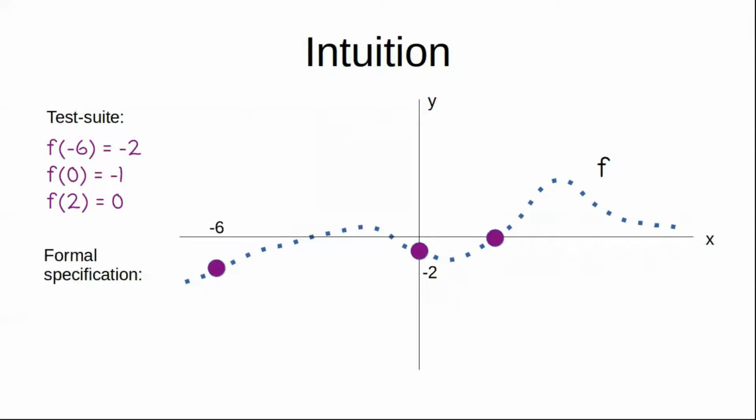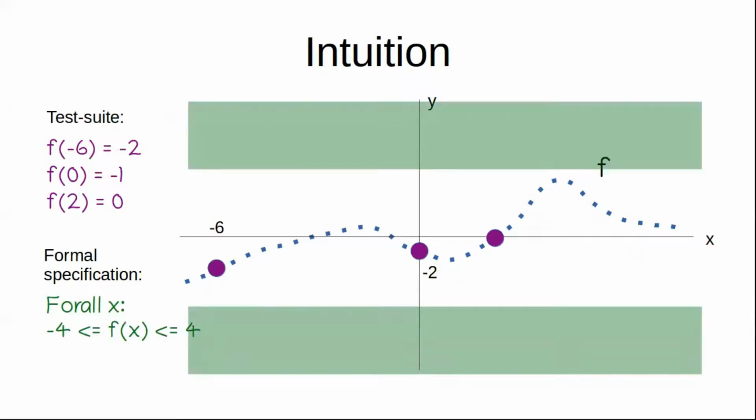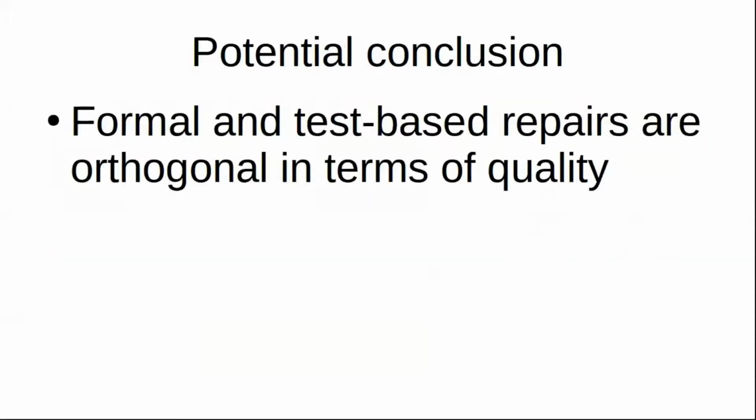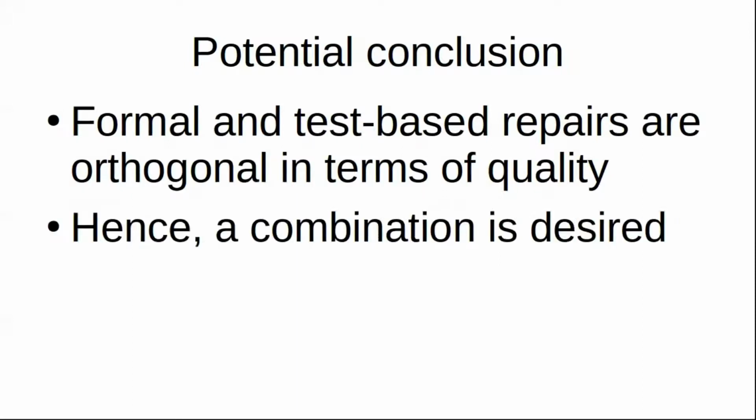A formal specification is likely to give us global information about f, such as its image should always be contained between -4 and 4. So these 2 types of specifications both give us partial information about f, which leads to spurious repairs. However, each specification provides some knowledge about f that the other doesn't have. This leads me to believe that formal and test-based repairs are orthogonal in terms of quality. And the next conclusion is that we should probably combine them, because repairs that are found plausible using both specifications are more likely to be correct in practice.